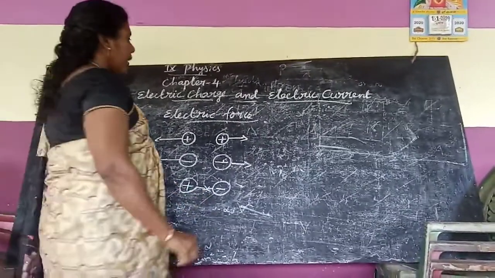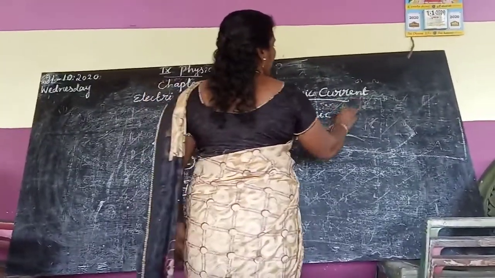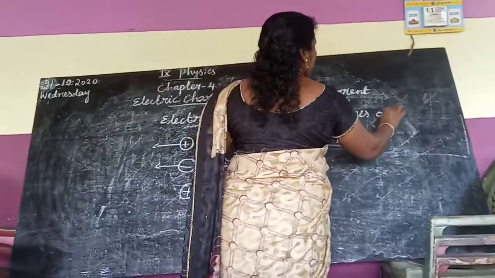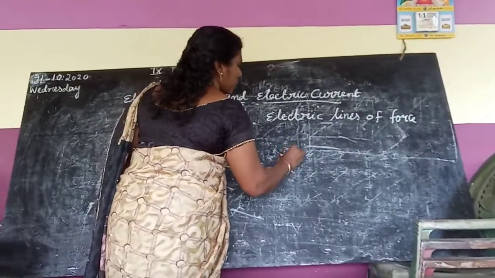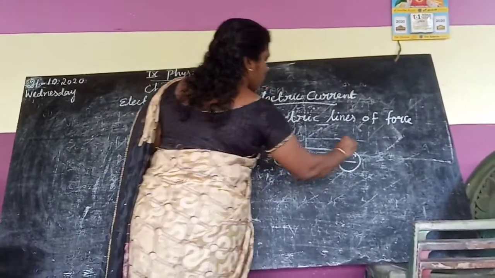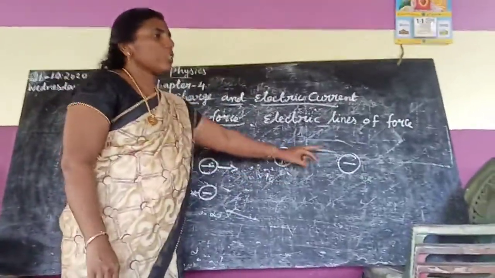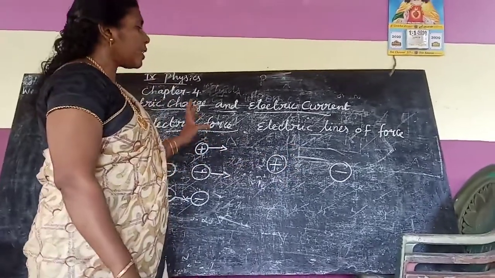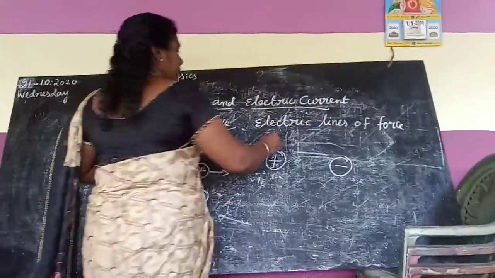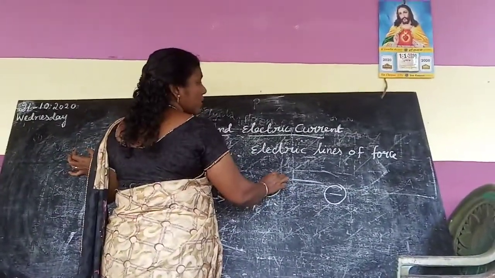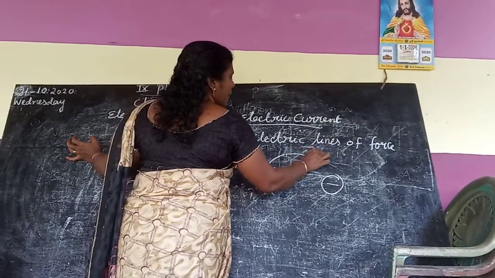Okay. Next one we can learn about electric lines of force. Now here positive charge, here also negative charge. Now two charges are there, opposite charges, positive charge and negative charge. Opposite charges, what happens? They attract. Like that only we have learned. Now see the electric lines of force. Where will it start from? From the positive charge.